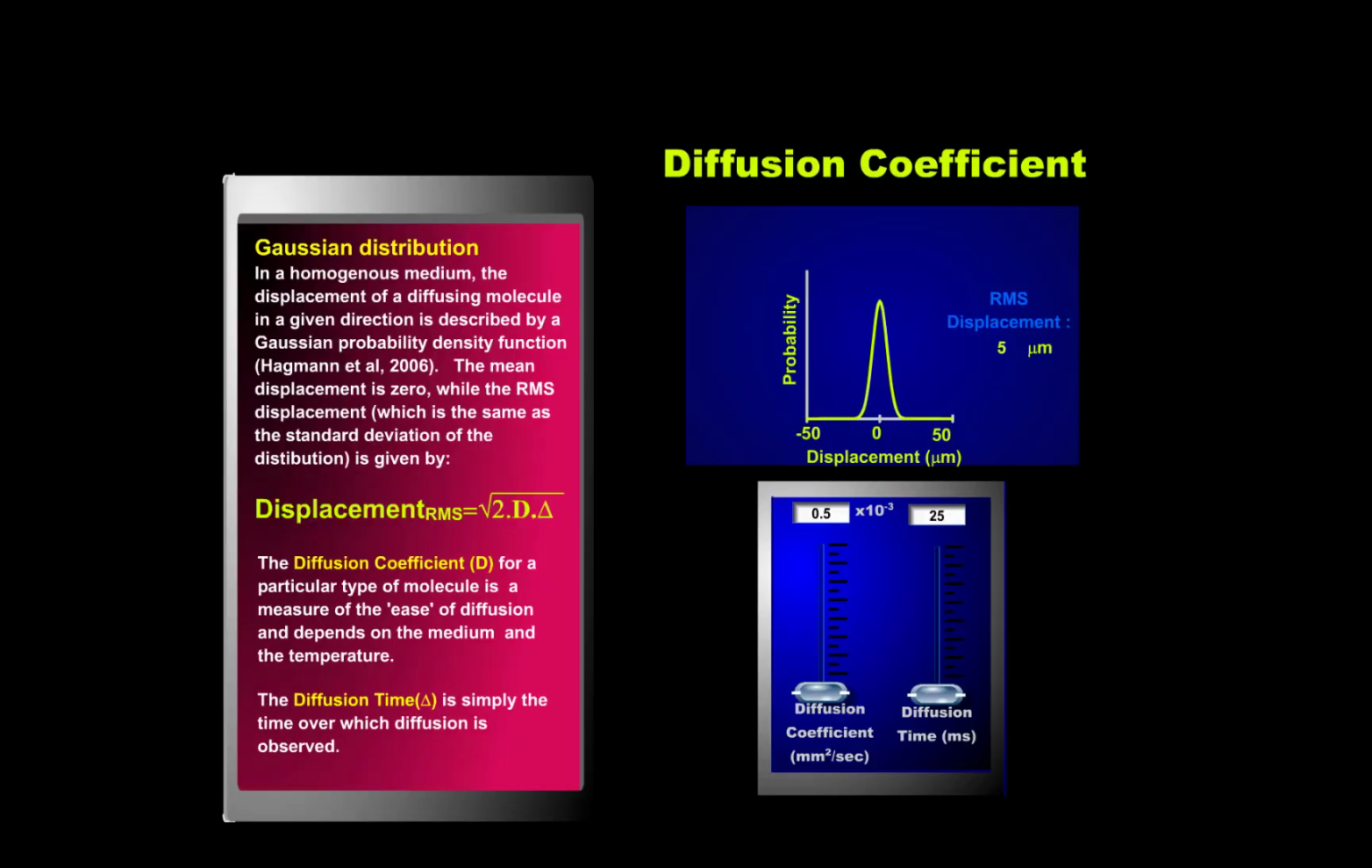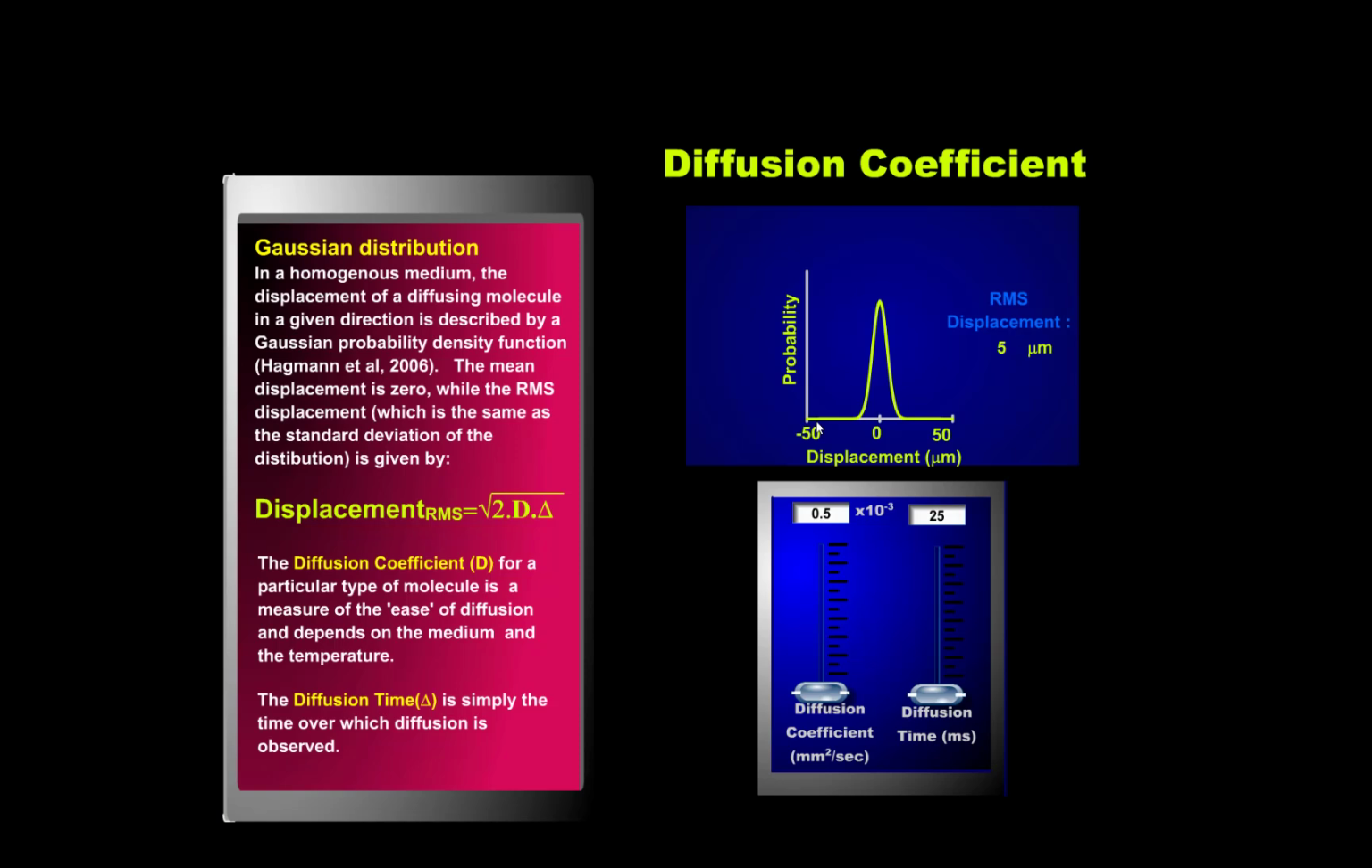What we would get is, for a homogeneous medium, we would get a Gaussian distribution like this. So this plot is showing displacement. So this is how far the individual molecule has displaced in a particular direction. And here we have the probability, and it's showing our classic Gaussian shape. So what's controlling that shape?